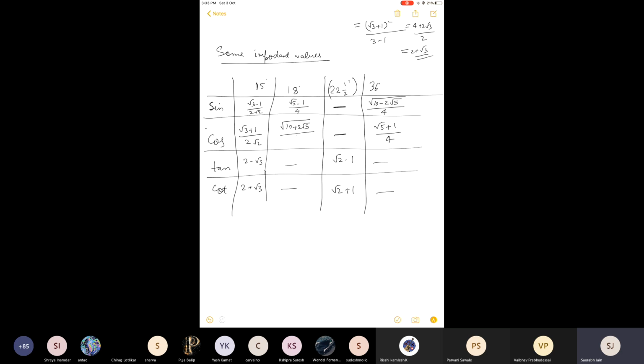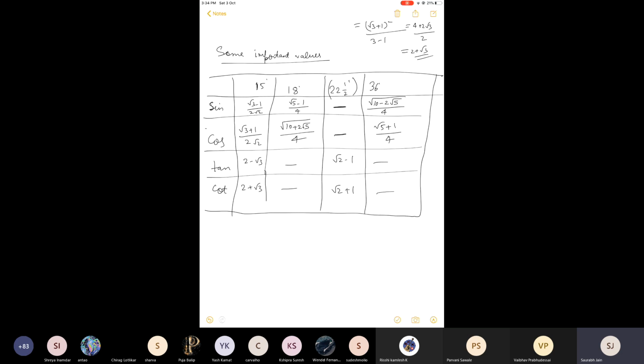Okay, this is the table. Wherever there is a dash, that means these values are not required to be learned. For 15 degree, we have proved every value. Sine 15, we learned to calculate how: sine 45 minus 30, using the formula of sine a minus b. We have derived every value. For tan 22 and half degree, we proved it in the previous class. Cot 22 and half is the reciprocal of tan 22 and half, so 1 upon root 2 minus 1. Rationalize it, and you will get root 2 plus 1.